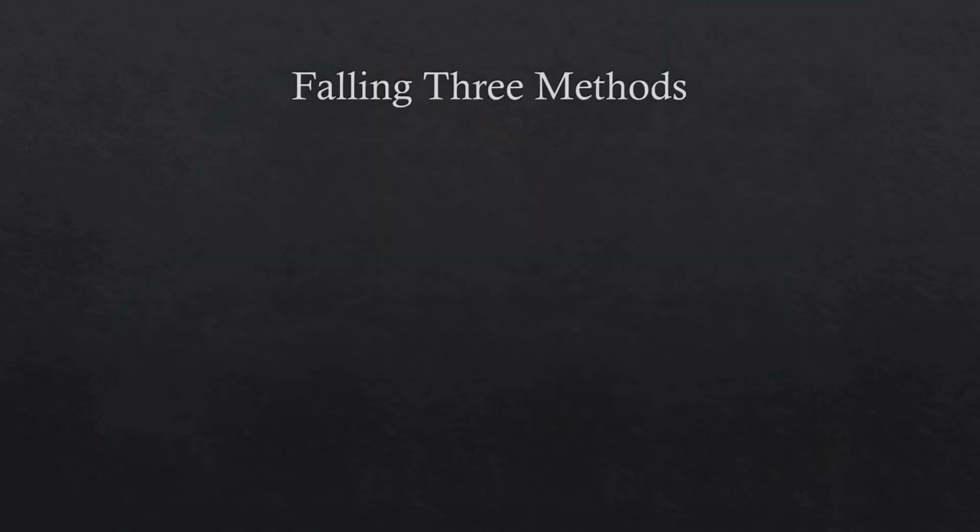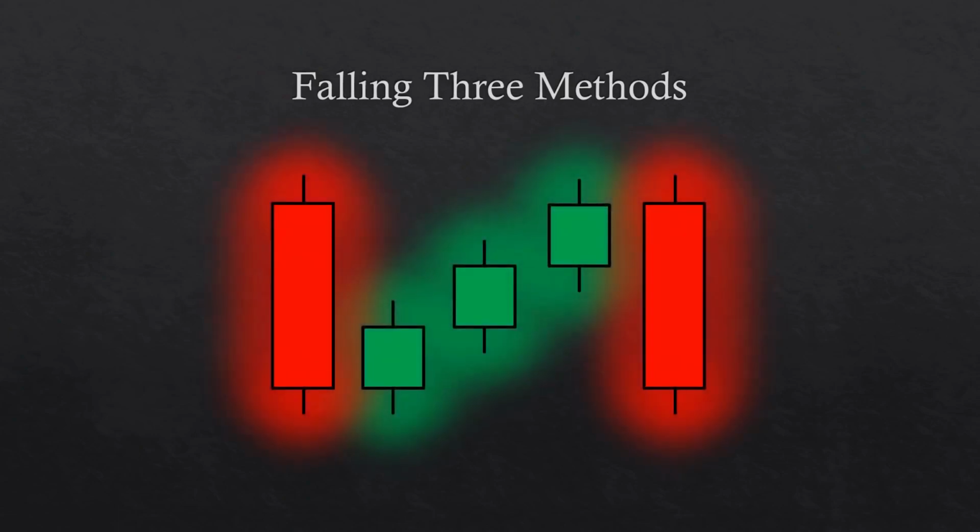We also have the falling three methods, which is the mirror image of the rising three methods pattern. So it's a complex bearish continuation pattern formed by two medium-sized bearish candlesticks in the extremes and three small bullish candles in the middle.